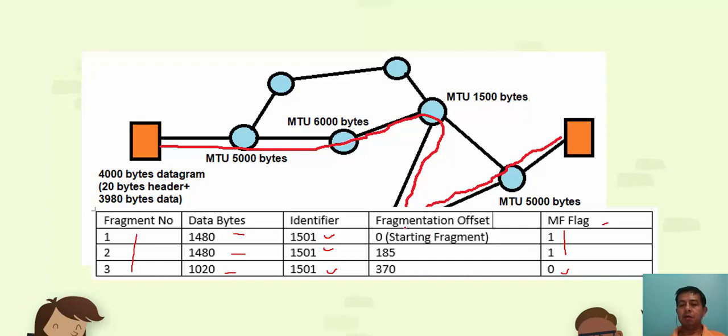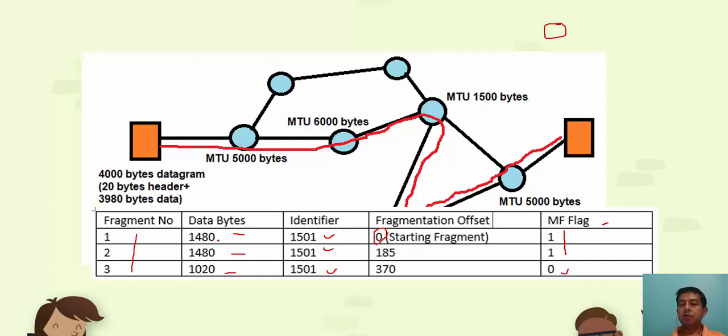Now come to the fragmentation offset. The fragmentation offset uses a scaling factor of 8. The starting fragment will have a fragmentation offset value of 0. 0 means this is my first fragment. So whenever I receive a fragment which has a fragmentation offset of 0, this means it is the first fragment. Clear?